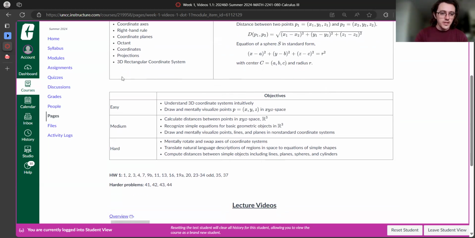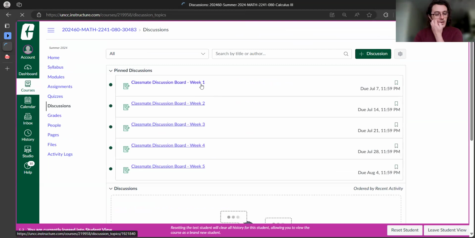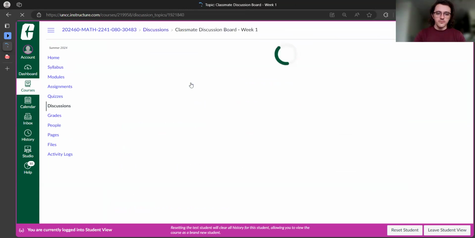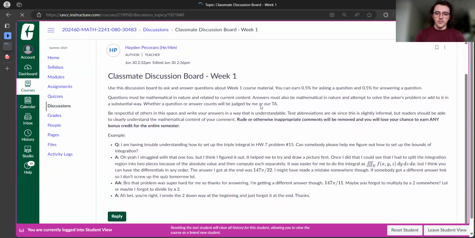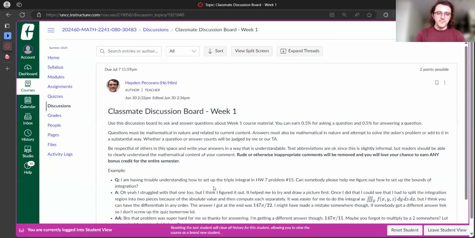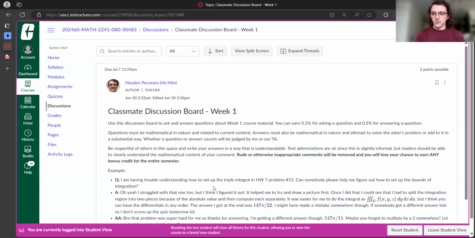And I think that's everything that I needed to cover with you. Show you the discussion pages real quick. So you've got your classmate discussion boards for weeks 1 through 5. These are pinned at the top. And if we click on one, okay, here is our page. So you got all of the instructions here and an example of how this works. So just go ahead and give that a shot as soon as you're working on stuff.